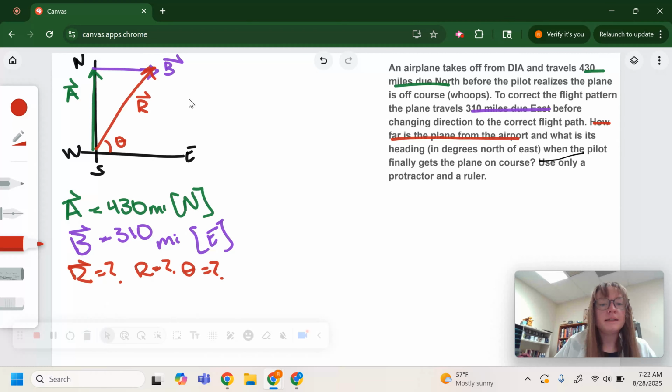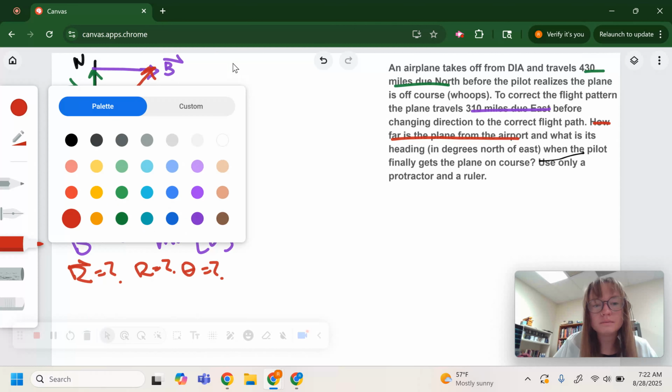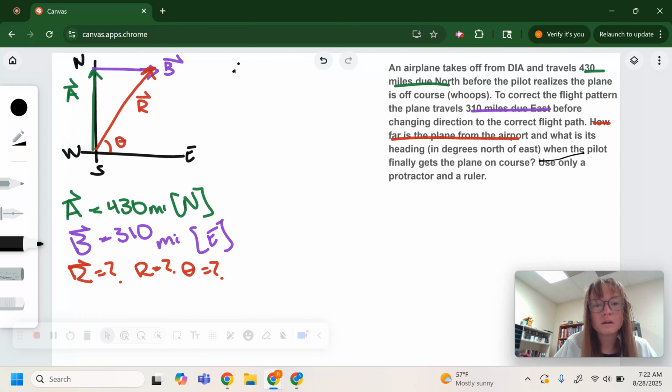Let's start by finding the magnitude of R. I'm going to write it up here. Find R. Okay. When we find R, I'm looking at this little guy right here and I'm like, oh my goodness, does this not look like a triangle? And does it not furthermore look like a right triangle? We say, wow, that is just fantastic.